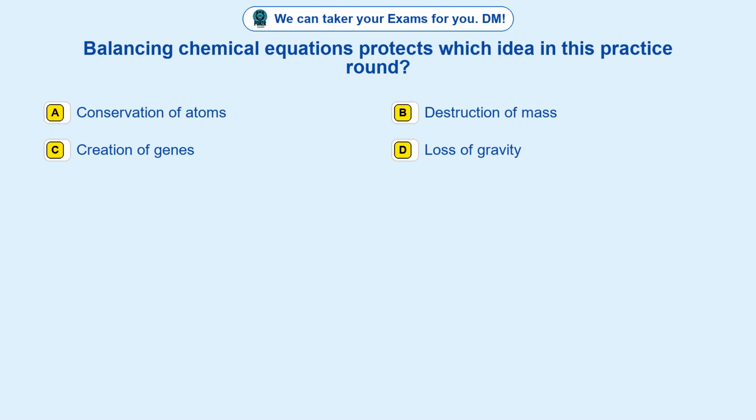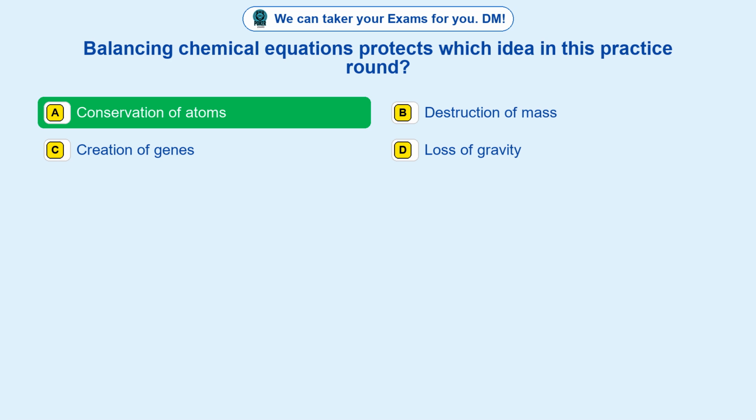Question 39. Balancing chemical equations protects which idea in this practice round? Option A, conservation of atoms. Option B, destruction of mass. Option C, creation of genes. Option D, loss of gravity. The correct answer is option A, conservation of atoms.